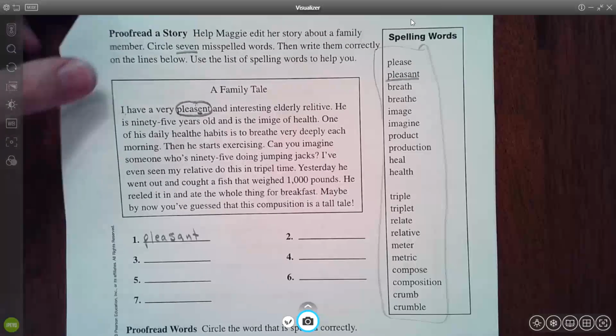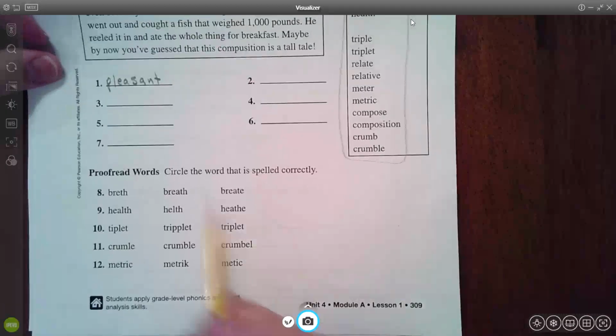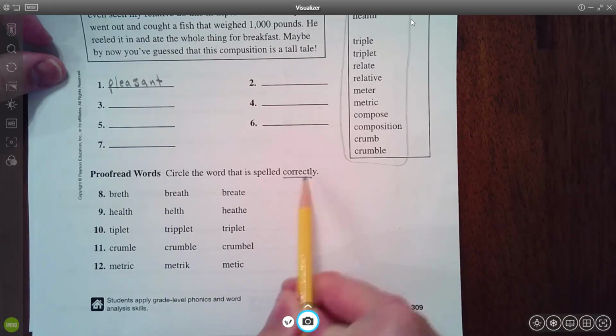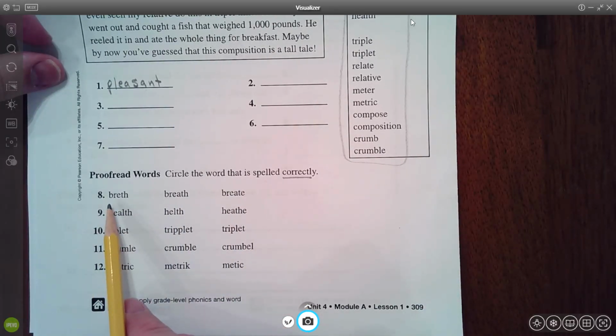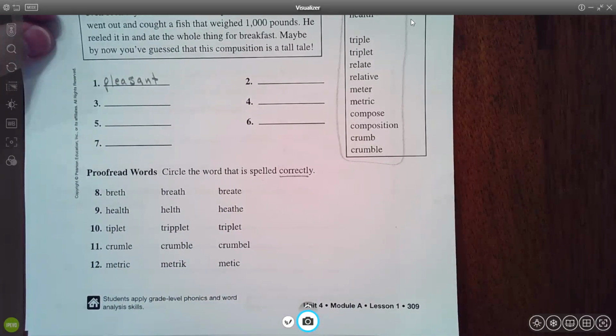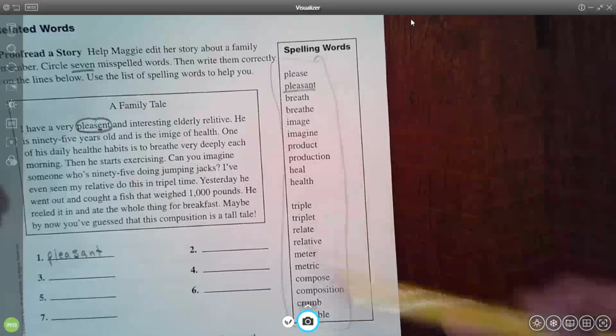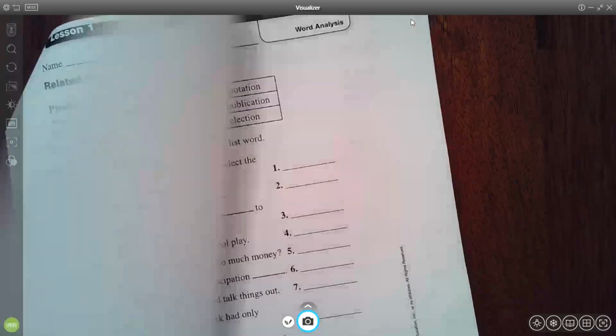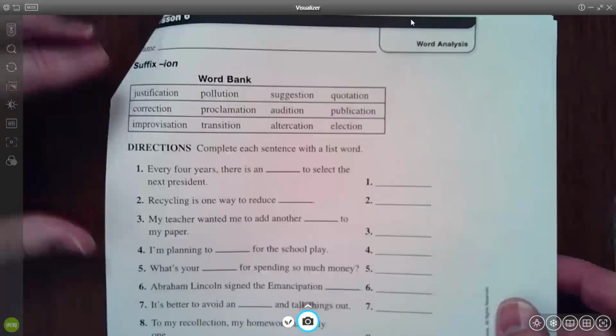Okay? And then down below it says proofread, circle the word that is spelled correctly. So here's the word breath or breathe, and it's spelled 3 different ways. And if you look up here, it tells you how they spell it correctly. So no worries there. Lastly, pretty much just vocab on this one.